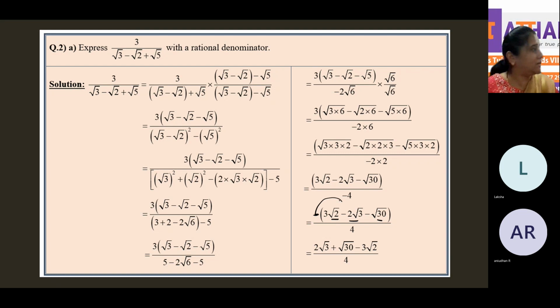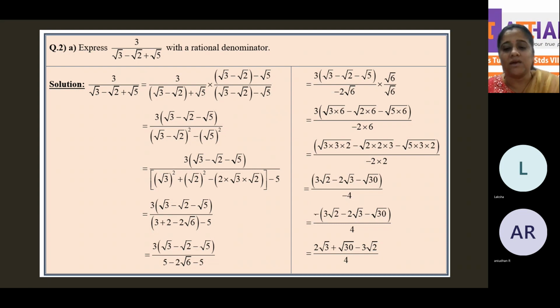I've written the positive one first. Okay, so minus into minus plus 2 root 3. I've written that first. That's all. And then minus into minus plus root 30. Then this negative minus 3 root 2. I've just rearranged it. That's all. You can write it in any order.